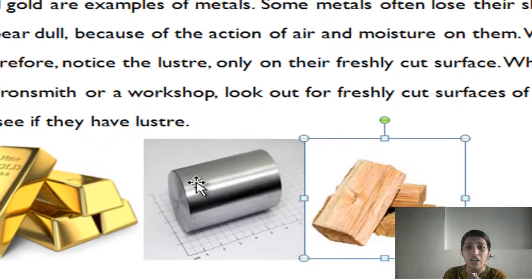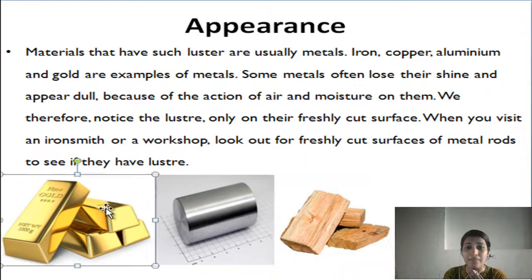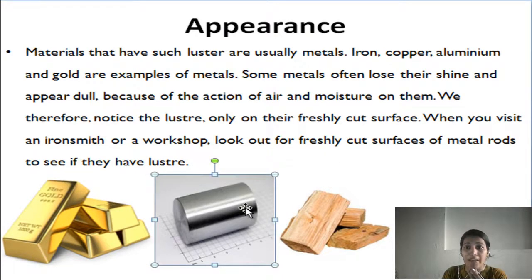Materials that have luster are usually metals. Iron, copper, aluminium and gold are examples of metals. Some metals often lose their shine and appear dull because of the action of air and moisture on them. We therefore notice the luster only when they are freshly cut. When you visit an ironsmith or a workshop, you look at the freshly cut surface of metal rods to see if they have luster. Definitely they would have a shiny surface.